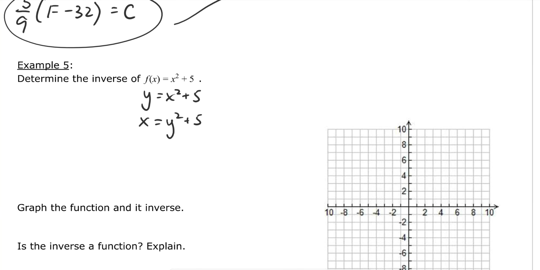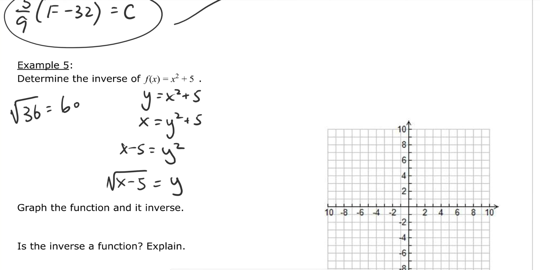Okay? So if I do that, I'm going to subtract 5 from both sides. x minus 5 equals y squared. And to isolate y, I have to take the square root of both sides. So the square root of x minus 5 equals y. Now remember, when you take the square root of something, think of like square root of 36, your calculator will tell you 6, but there are two answers.